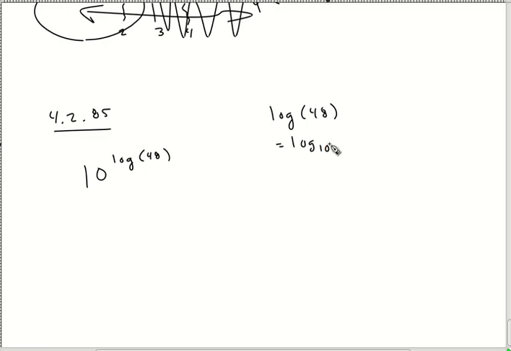Next question. So 4 to 85. I have 10 to the power of log of 48. Now, again, I just stated this, but see how it doesn't have a base? If it does not have a base, it's actually a base of 10. That's a common base. It's called common base. I'm just going to write common base. So 10. It's a log base 10.